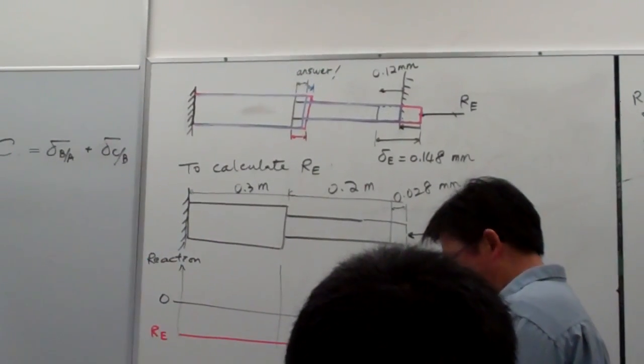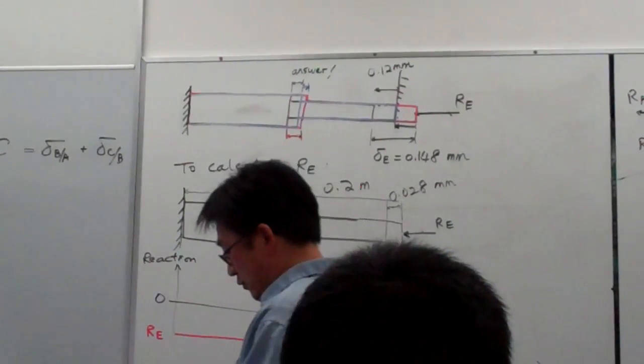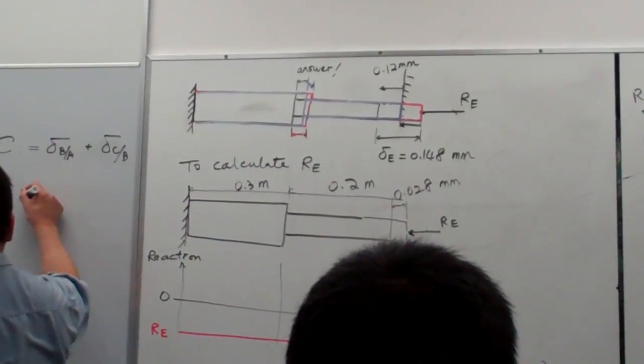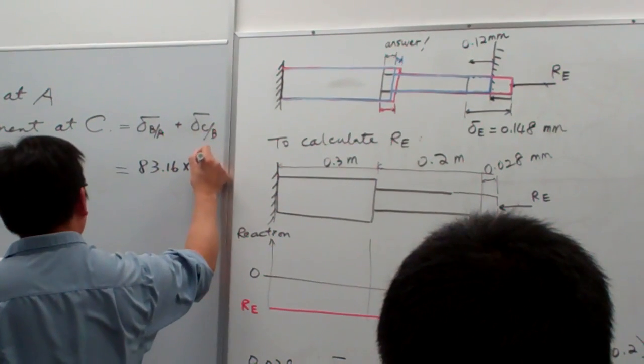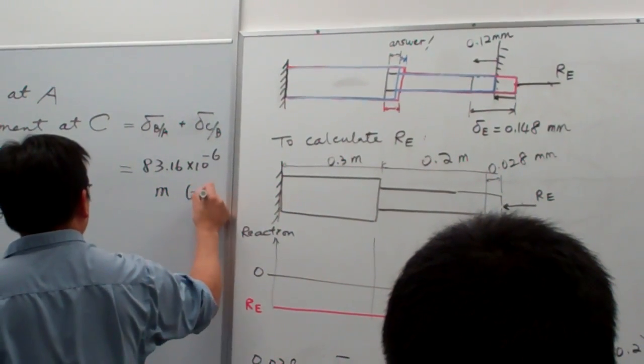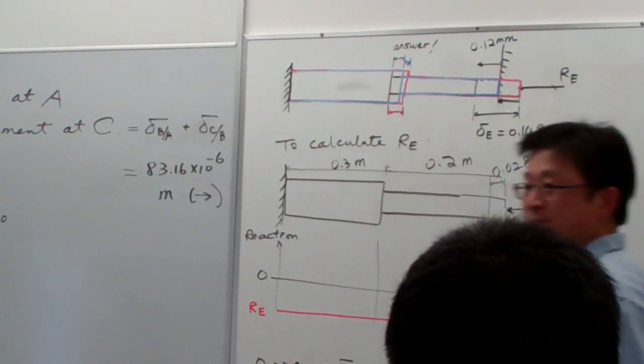Okay, so for that case it will be equal to 83.16 times 10 to the minus 6 meter, and that is moving rightward.